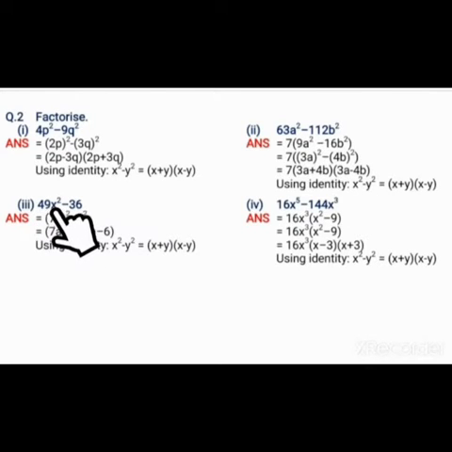Same as 49x square minus 36. 49x square is the square of 7x and 36 is the square of 6. So (7x plus 6)(7x minus 6). Same as the fourth one, you have to follow the (a minus b)(a plus b) identity.